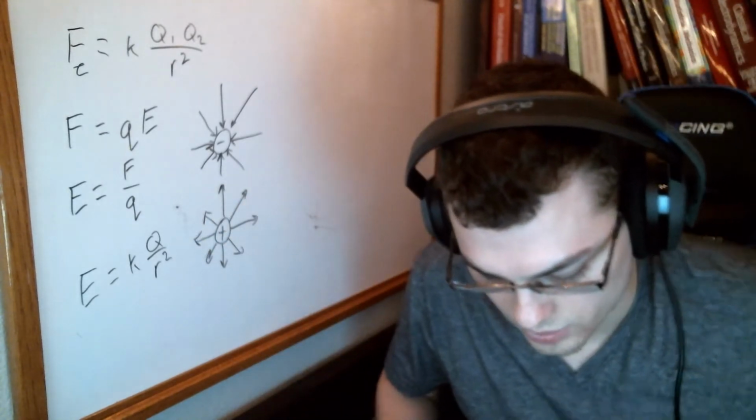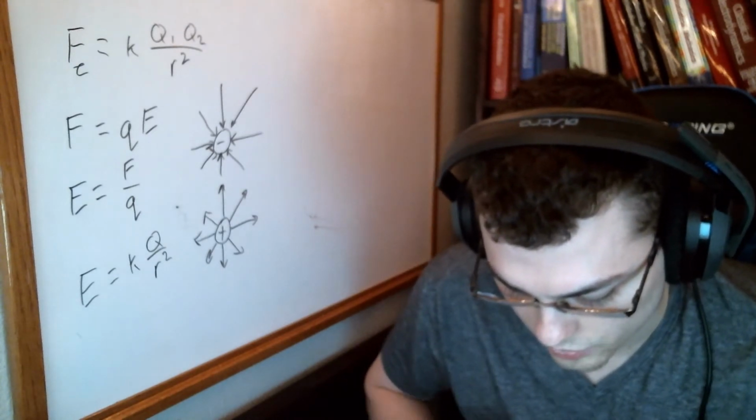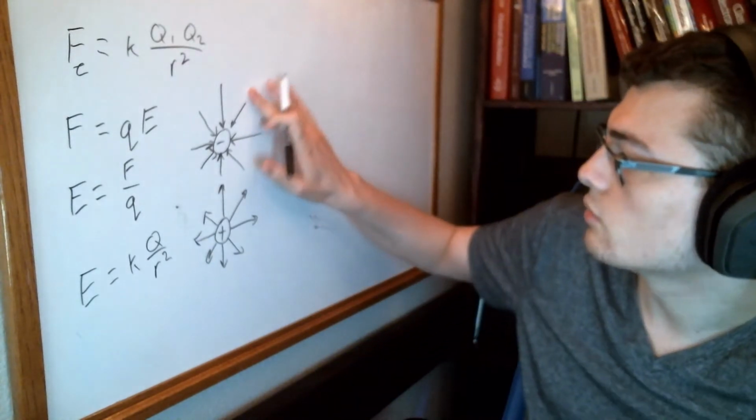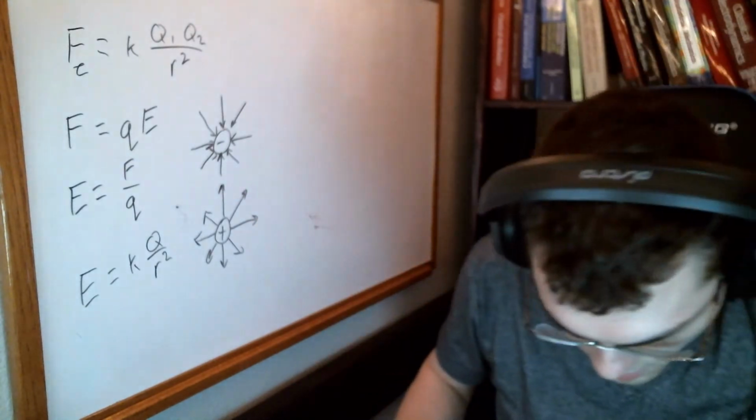Now, the definition here is the field E is defined as the force that would be felt by a unit positive test charge. And so that's why the negative one pulls in while the positive one pulls out. Let's get these field lines all nice.